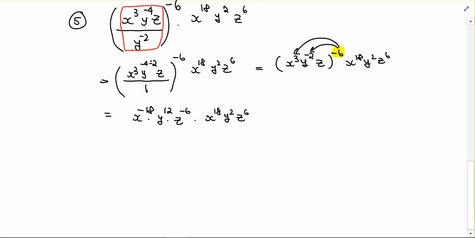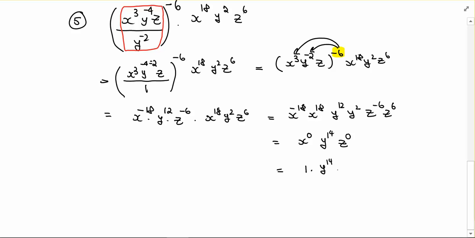Okay, let's use the commutative property to move things around, because this is all multiplication. Put the x's next to each other so that we have an x to the negative 18 and an x to the positive 18. We have a y to the 12 and a y to the 2. And we have a z to the negative 6 and a z to the positive 6. Alright, and so when you multiply, you're going to add exponents. So this really is x to the 0, y to the 14, z to the 0. And anything to the 0 is 1. So this is really like 1 times y to the 14 times 1, which is really just y to the 14. And that's it.